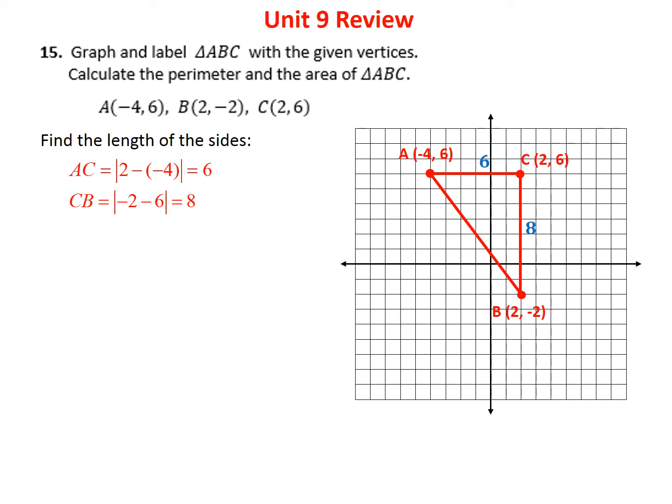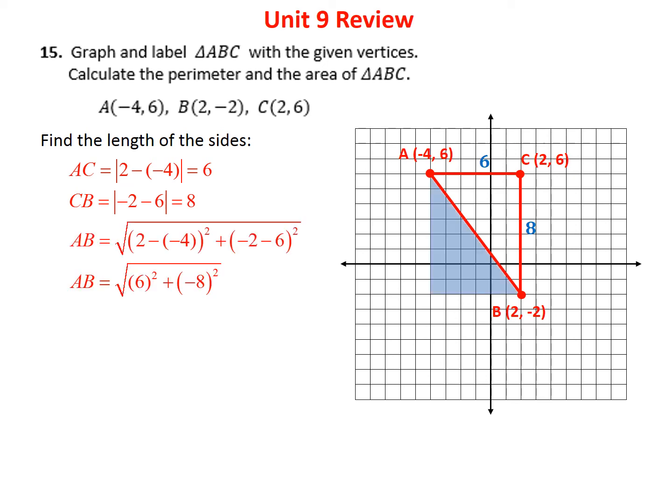For the last one, though, since this is a right angle, we'll use our Pythagorean theorem. If I use the distance formula, I end up with 6 squared plus -8 squared. I could have just used the triangle here and recognized it's 6 squared plus 8 squared. So 36 plus 64, AB is the square root of 100, or 10. Some of you might have recognized that this is actually a 3, 4, 5 triangle. If you take 3, 4, 5 and multiply it by 2, you get 6, 8, 10. So some of you may be able to take a shortcut on that.